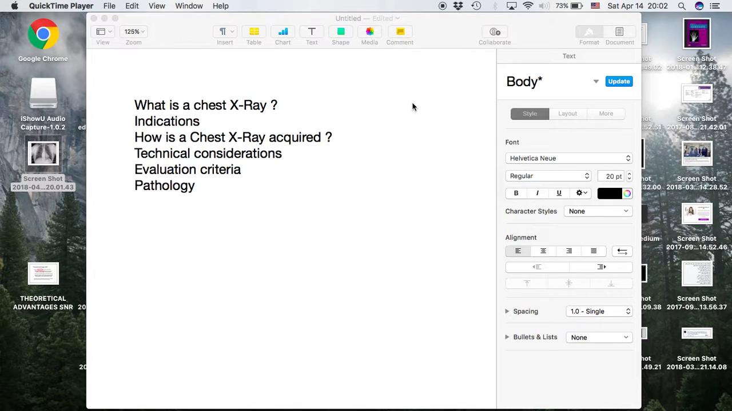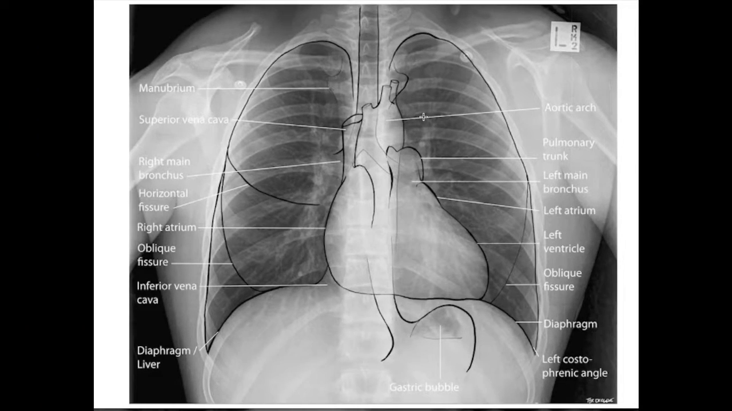Hello again. So now we will be talking about the anatomy of a chest x-ray. So here we have a chest x-ray. Okay, now let's speak about the lung anatomy at first. Here, this is the left lung and this is the right lung.